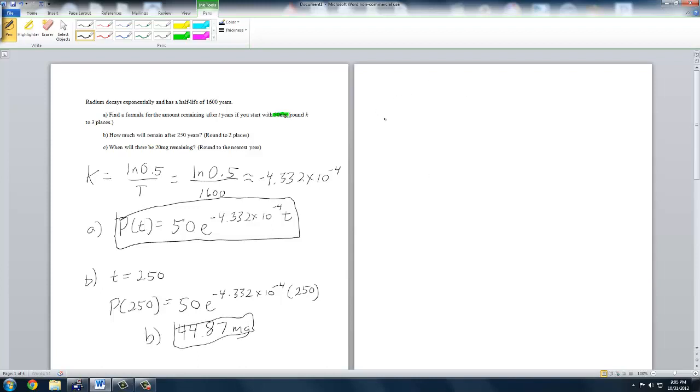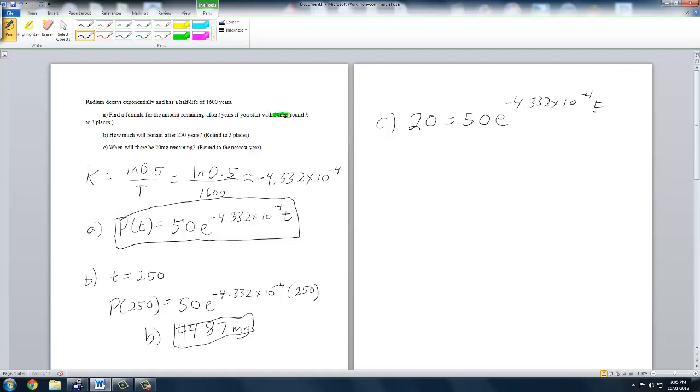Part C we'll do over here. When will there be 20 milligrams remaining? In other words, when is 20 going to equal 50 e to the negative 4.332 times 10 to the negative fourth t? So we have to solve for t here.